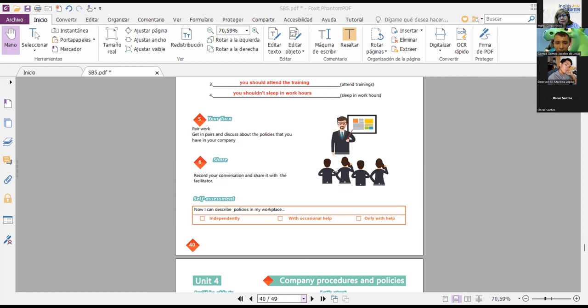Quiero ver otra prohibición. Ah, no llevar perros. But remember that it's a prohibition, but it's an advice. An advice is that you should follow that policy. Don't come to work drunk. That is the policy. But my advice is you shouldn't come to work drunk.